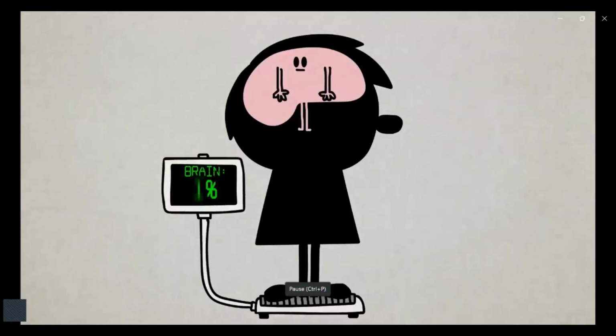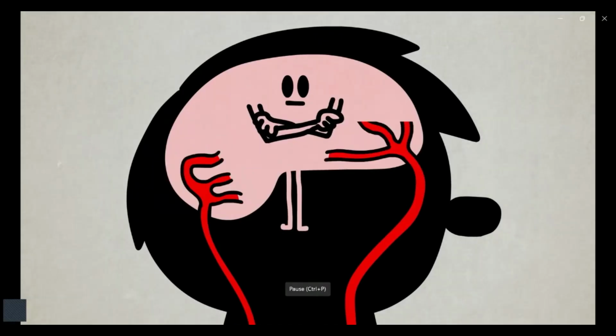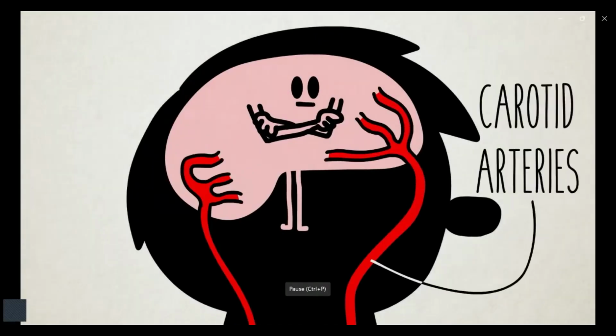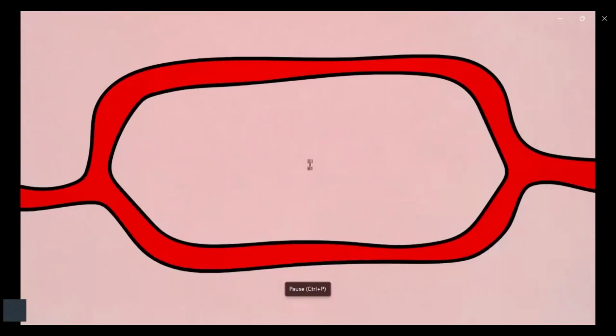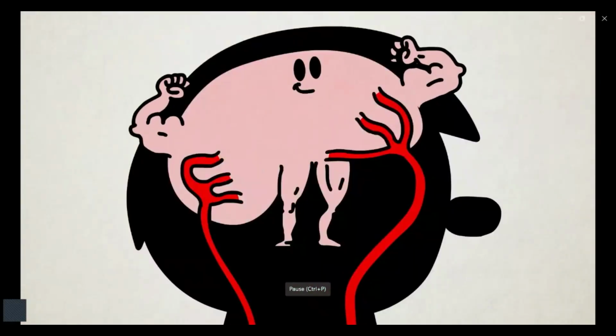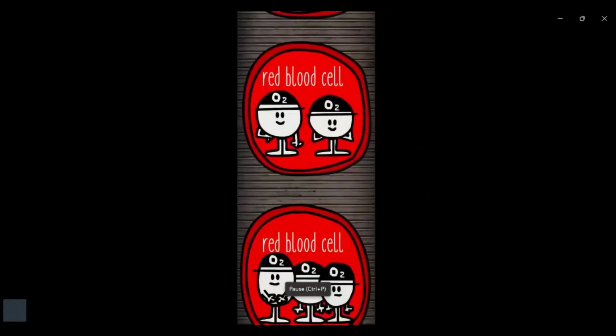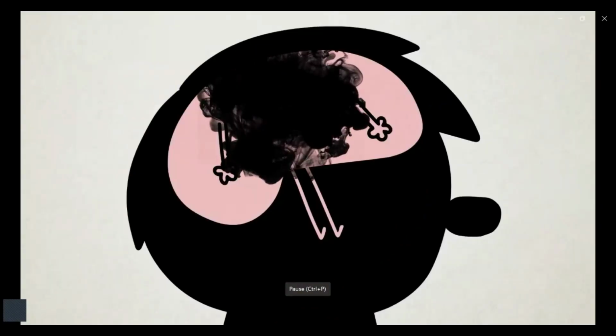The brain makes up just 2% of your body's mass, but consumes more than 20% of the oxygen in your blood. That oxygen is carried to the brain through a system of arteries. Carotid arteries supply the front of the brain, and vertebral arteries supply the back. These are connected to each other and divide into smaller and smaller vessels that get billions of neurons the oxygen they need. If the blood flow is interrupted, oxygen delivery stops and brain cells die.